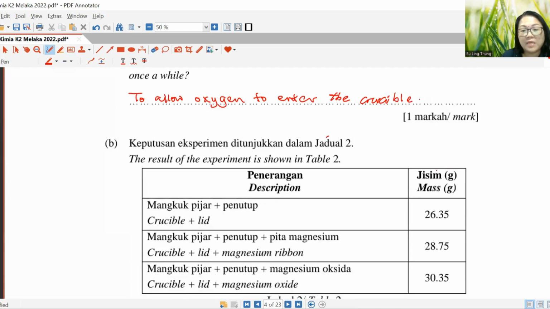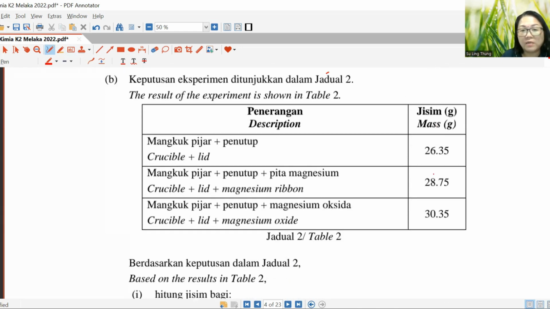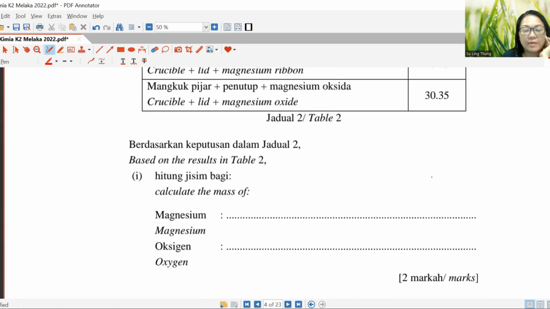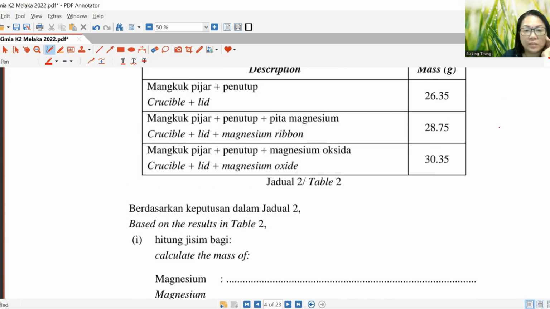Next, B. These are the results that you get from the particular experiment, shown in table 2. First, you are to calculate the mass of magnesium. If you notice here, this is just the crucible and lid. This one is the crucible and lid with magnesium. This one is when it's with magnesium oxide. It has turned into a white solid.